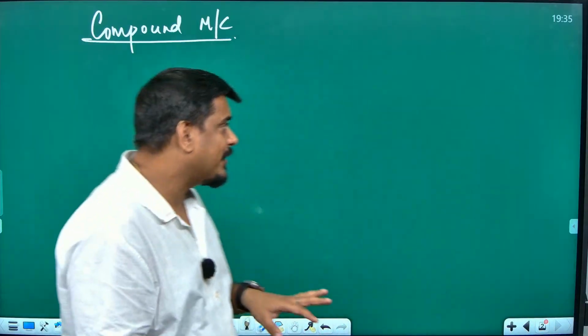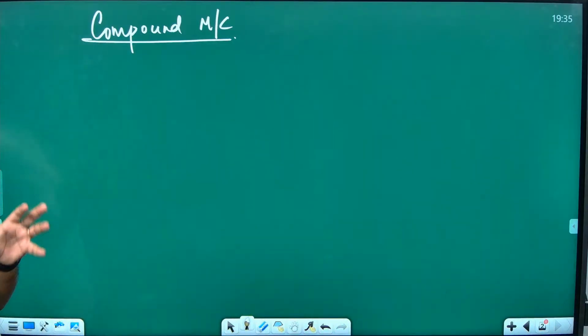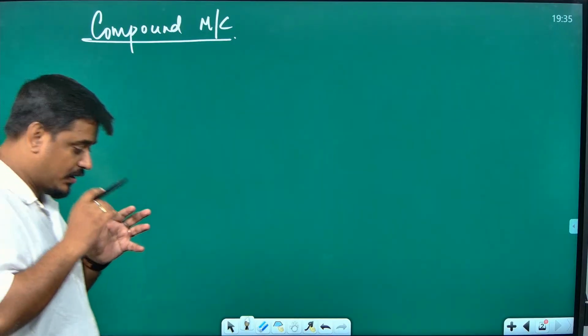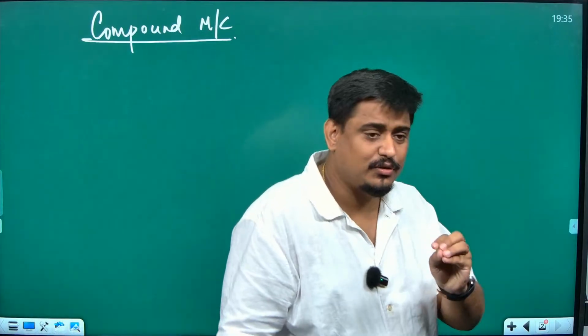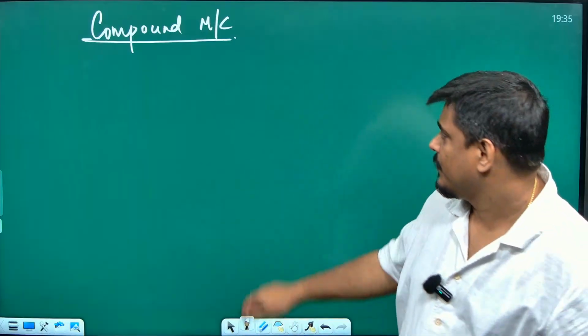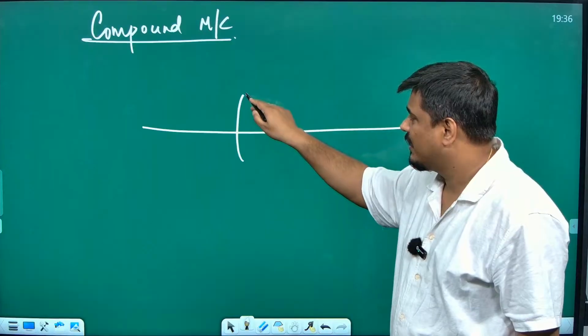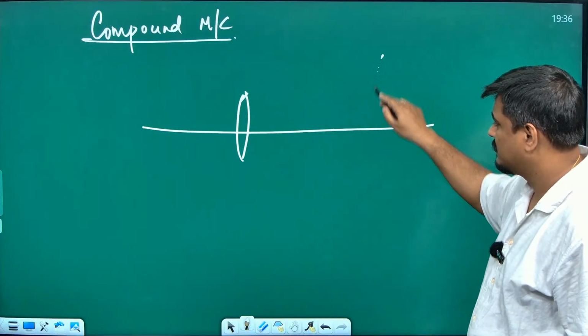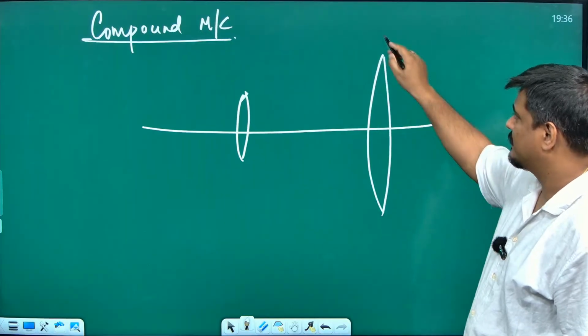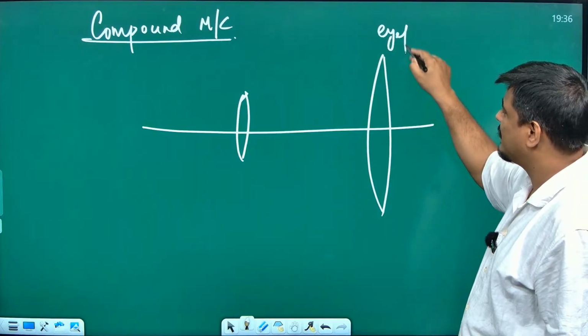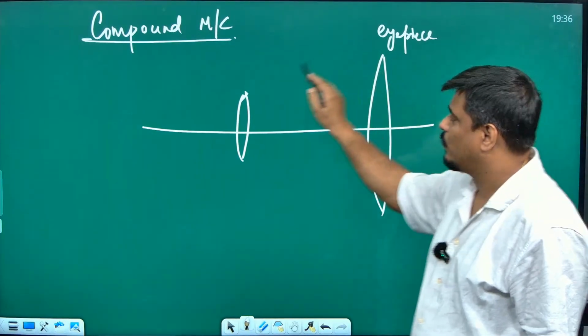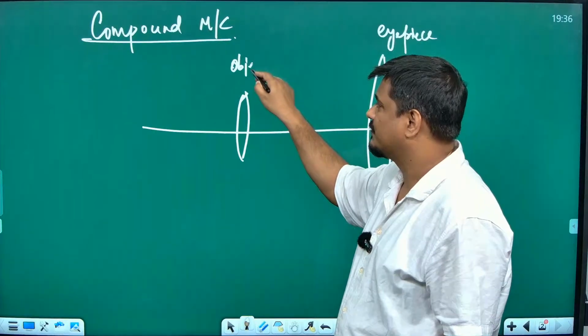In the compound microscope, since we are seeing the object through the objective, let me draw two lenses here. One is the objective and one is what? Eyepiece. So I'm drawing two lenses. One is the eyepiece, one is the objective.